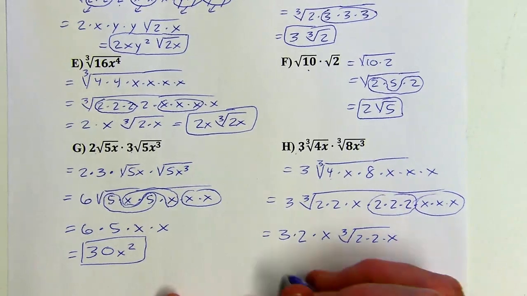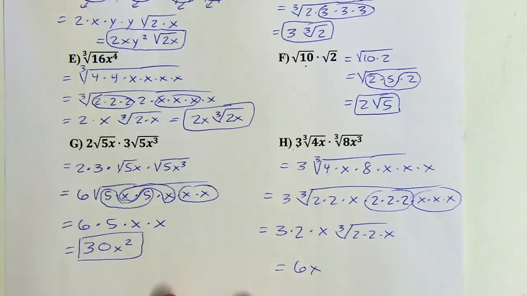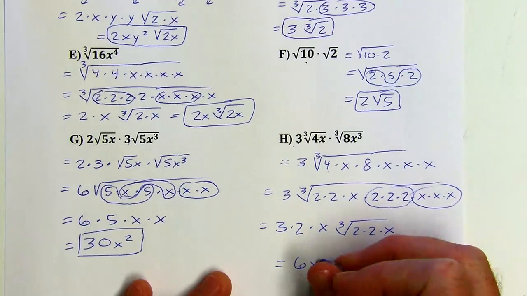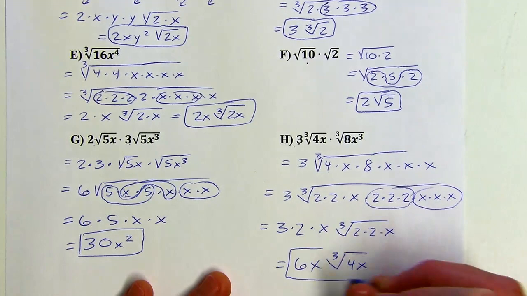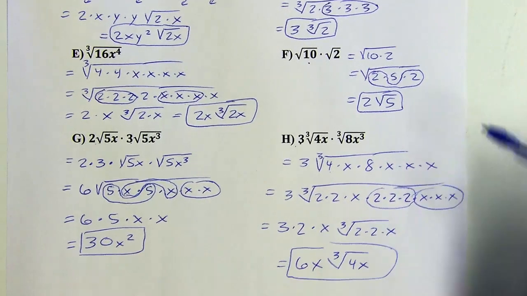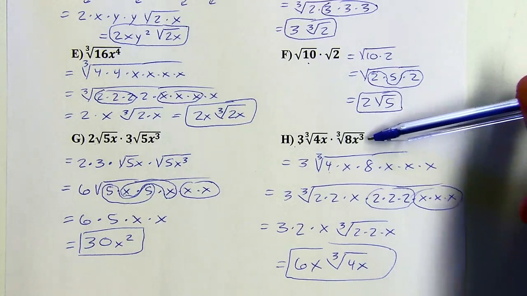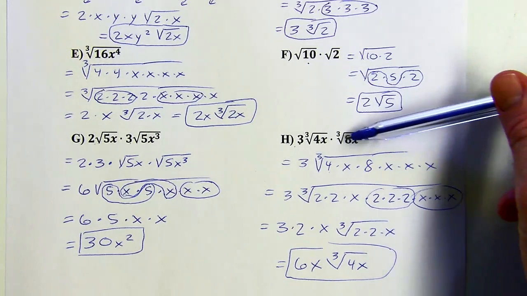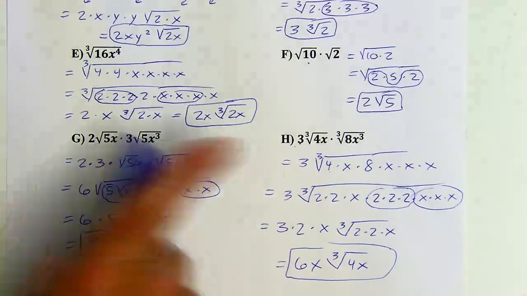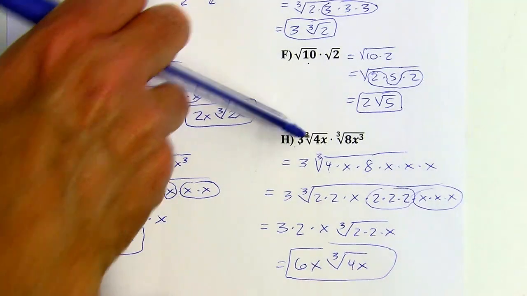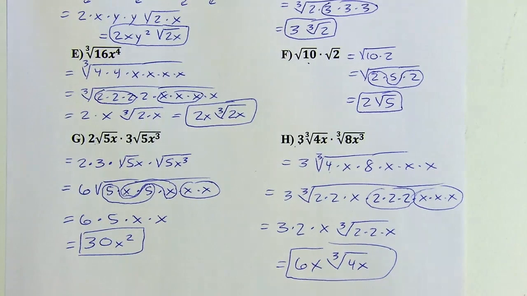Okay, and then I multiply everything back together. So this would be 6x on the outside. And then I've got the cube root of 4x. Okay, and that is in simple radical form. Just looking at this one, you could simplify just that second radical because you'd have 2 times 2 times 2, x times x times x. And then, you know, these end up being the leftovers over here. So that would work too on that one.